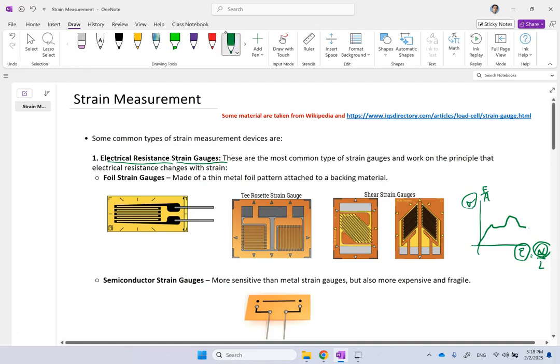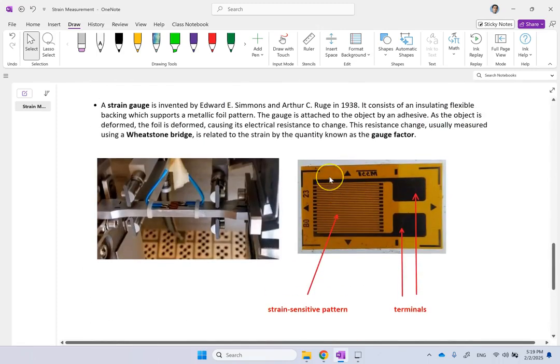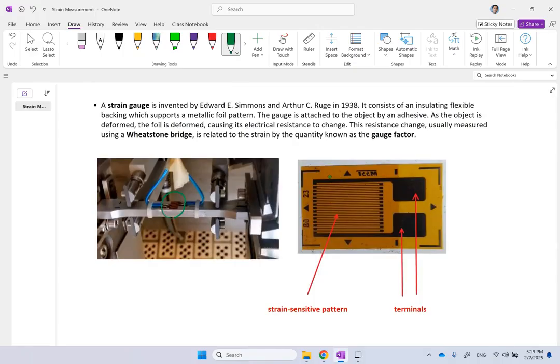So typically, the most common one is also this one called foil strain gauges. So you have typically a thin metal foil pattern, something like that, and it is attached to a backing material, and then you use some adhesive to attach it on the surface of the part you want to measure its strain. And we're going to talk more about this at the bottom of this presentation. But basically, you're going to attach it with an adhesive to the part, to the specimen. You see this dog bone here that you want to measure.